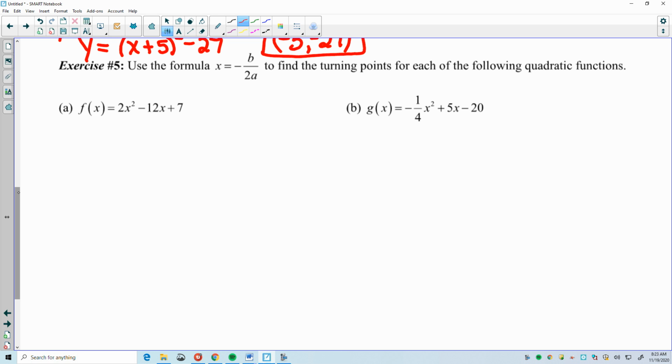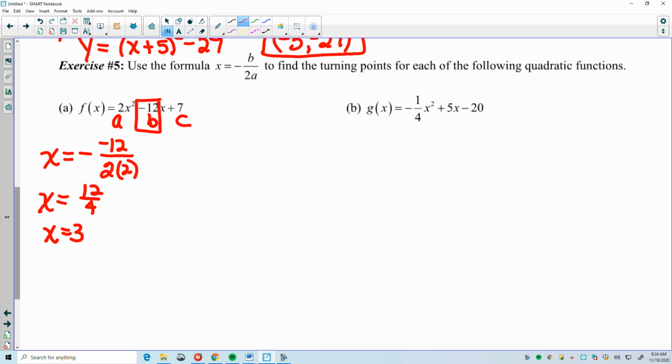Okay, so we're going to find our turning points without doing the whole completing the square process, but by using that formula negative b over 2a. Okay, so again, here's a, here's b, here's c. Make sure you understand b is negative 12. So our x-coordinate, I have a negative b, negative negative 12, over 2 times 2. Okay, so a negative times a negative gives me a positive 12 over 4, so my x-coordinate here is 3.